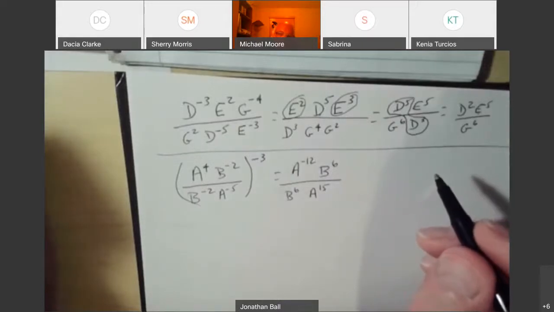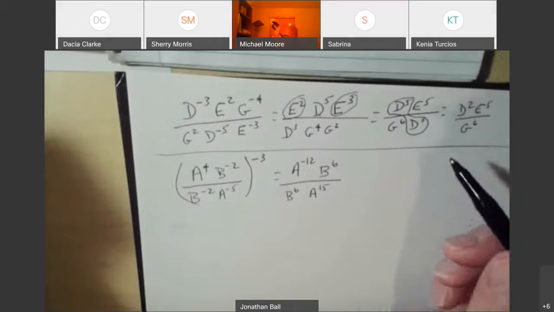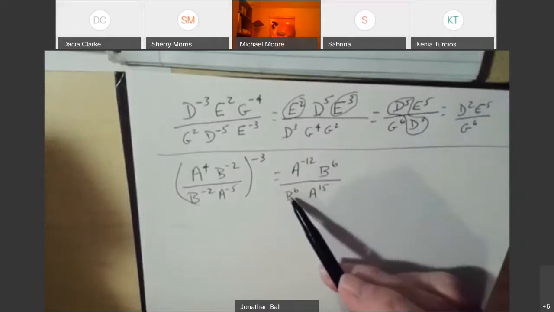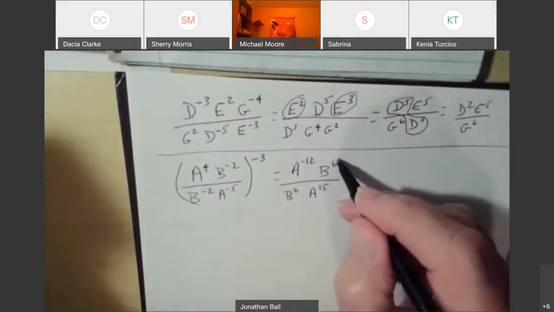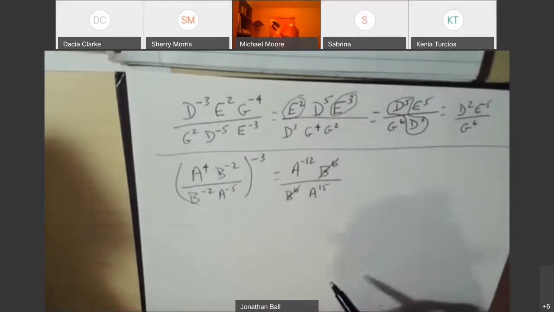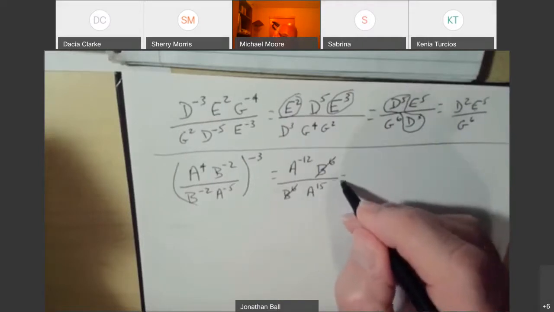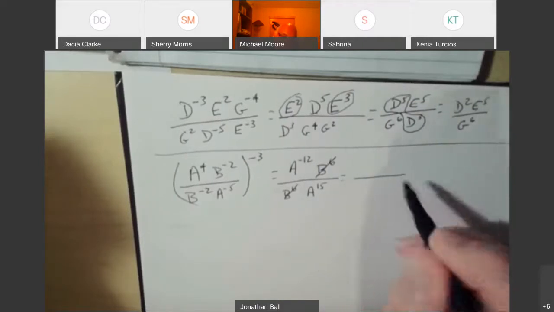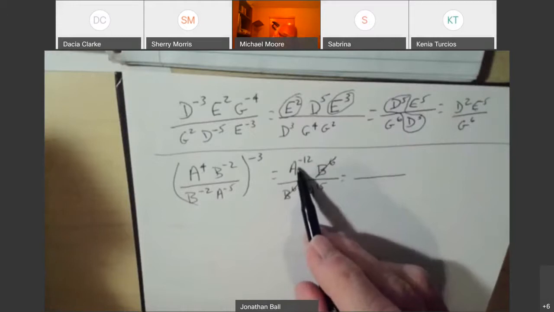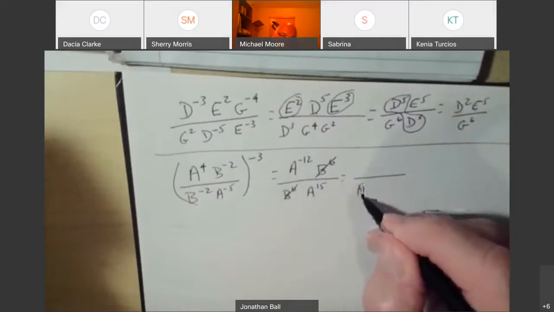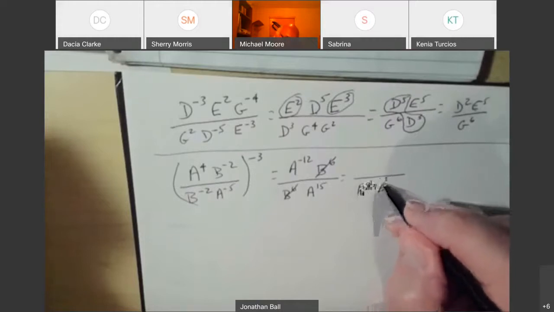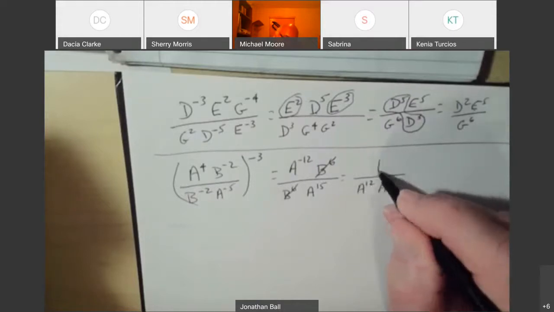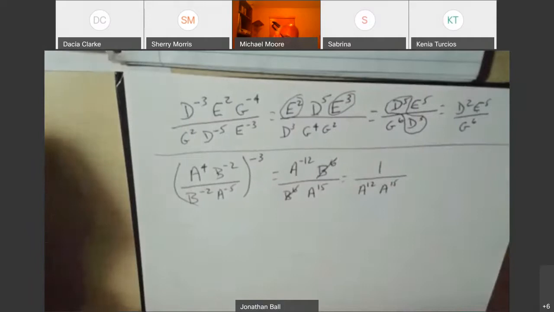Right? Look, b to the 6 divided by b to the 6, any number divided by itself is 1. So we can just eliminate those. Now, a to the minus 12, where does it go? Goes to the bottom. Good. A to the 15th. Don't forget, you have to have a 1 in the numerator here.